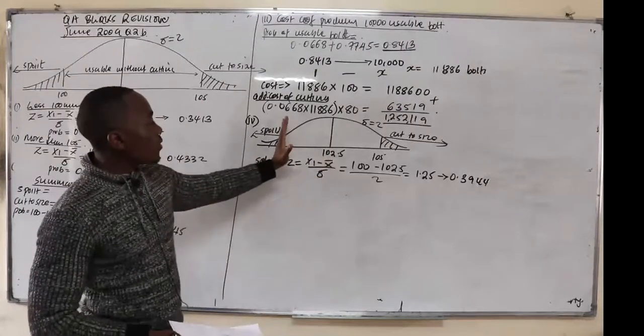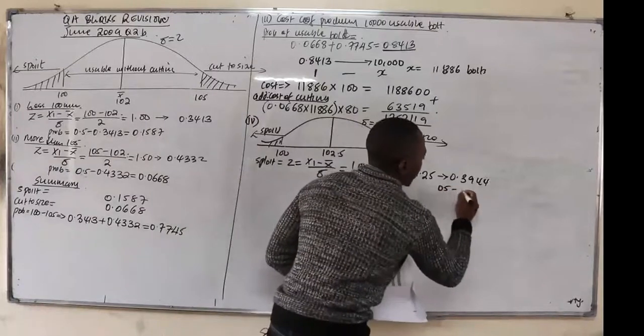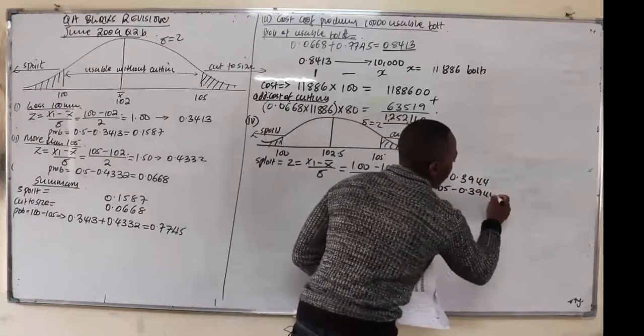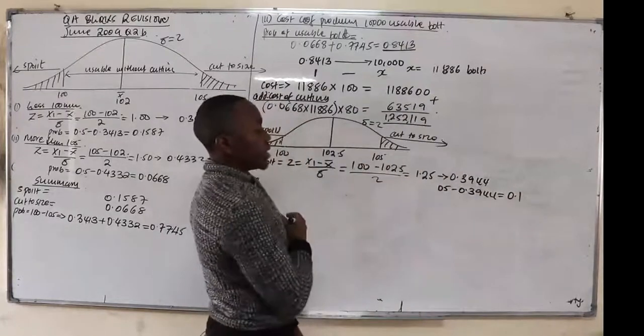We want the probability of those regarded as spoiled. So you'll take 0.5 minus 0.3944. And you get 0.1056.